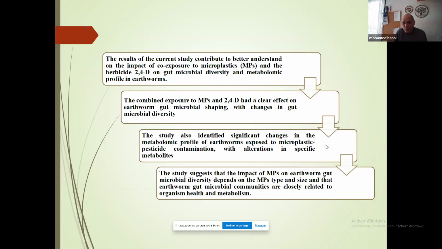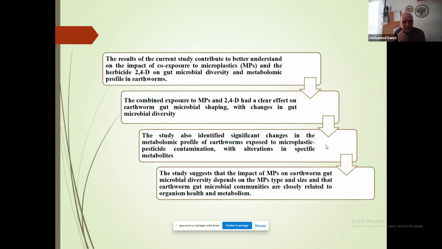The combined exposure to microplastic and 2,4-D, the herbicide, had a clear effect on earthworm gut microbial shaping, with changes in gut microbial diversity. This is also evident. The study also identified significant changes in the metabolomic profile of earthworms. Finally, the study suggests that the impact of microplastic on earthworm gut microbial diversity depends on microplastic type and size, as we have mentioned before, and the earthworm gut microbial community is closely related to the organism's health and metabolism, since we are speaking about programmed cell death, anti-inflammatory response, and so on.